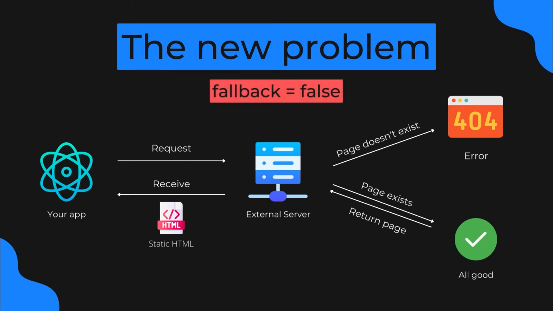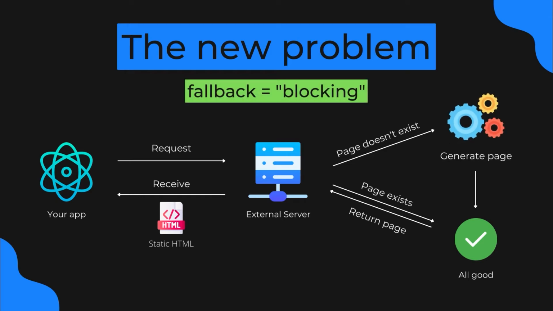If fallback is set to false, then any page with an ID that isn't present in the paths property will return a 404 page. If fallback is set to blocking, then any page with an ID that isn't present in the getStaticPaths property will statically generate that page when it is requested for the first time, cache it for future requests, and add its ID to the paths. This is exactly what we need.